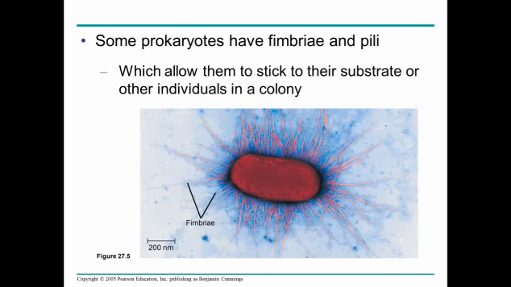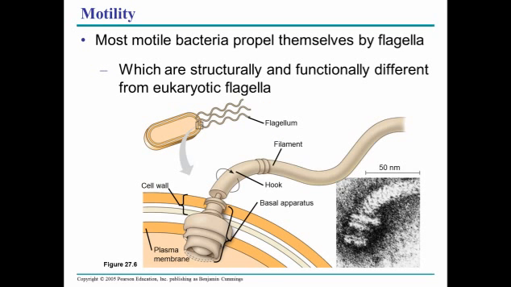Some prokaryotes also have things sticking out of their cell walls, like fimbriae or pili, and this allows them to stick to other individuals and their structures and so on. They're basically just these legs sticking out. They're not used for locomotion. They are only used for adhering. Locomotion, or motility, is done by other structures, including these flagella, which in prokaryotes are different from eukaryotic flagella. They still are flagellated, but structurally they're made up slightly differently.